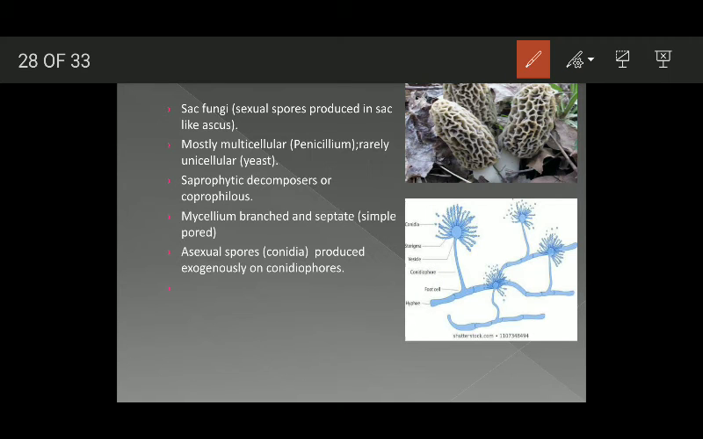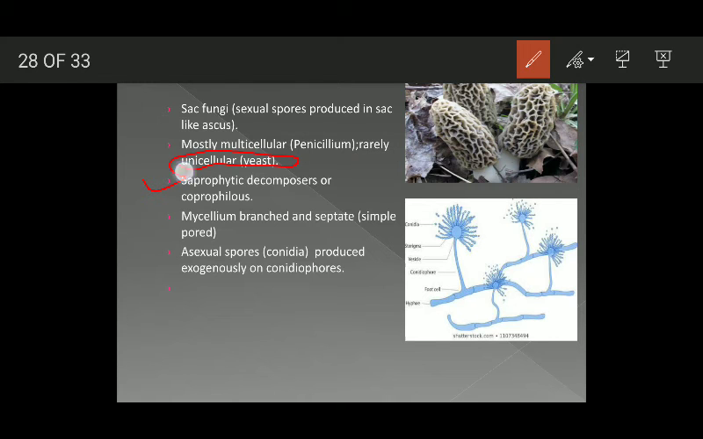The Ascomycetes are mostly multicellular. However, there are some rare examples where Ascomycetes have a unicellular body. Example is yeast. Yeasts are unicellular. Most of the Ascomycetes, for example Penicillium, are multicellular, but some Ascomycetes, for example yeast, are unicellular. The Ascomycetes are saprophytic decomposers or coprophilous.